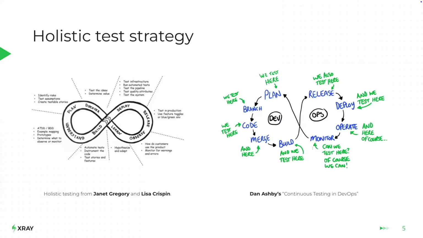Here, we reference two key models that follow the same approach. The holistic testing from Janet Gregory and Lisa Crispin that emphasizes testing as a team effort that spans every phase, ensuring continuous feedback and quality. Similarly, Dan Ashby's continuous testing in DevOps shows that testing integrates seamlessly into every step of the DevOps pipeline.